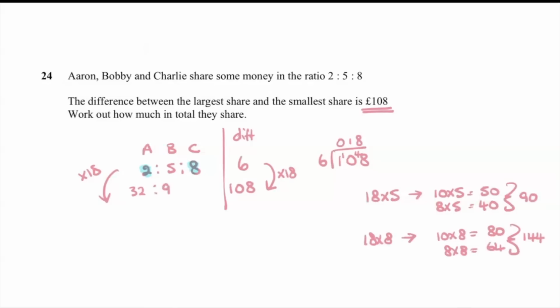So we've got 90 for B and 144 for C. If you quite like the way I did this, it really only works when you're multiplying by a single digit. So just be mindful that wouldn't work all the time. We're being asked to find out how much they shared. So 32 plus 90 plus 144 gives us 276. So £276 on the dotted line.